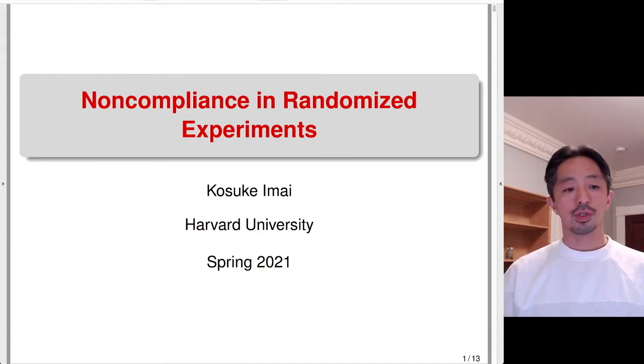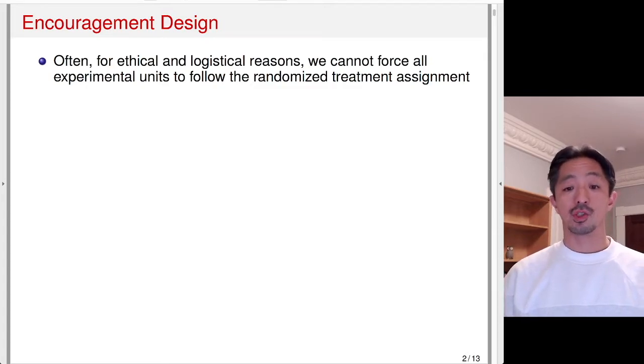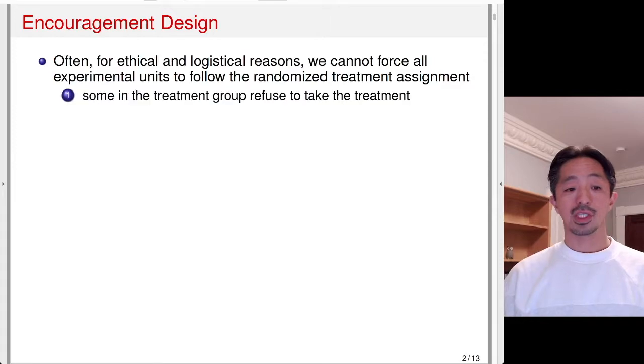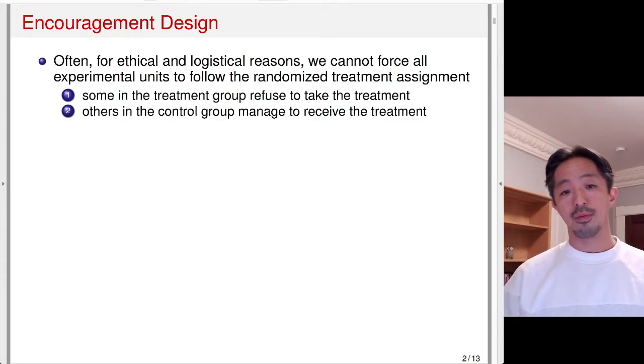In this lecture, we'll discuss non-compliance in randomized experiments. Often, for ethical and logistical reasons, we can't force all the experimental units to follow the randomized treatment assignment. For example, someone in the treatment group may refuse to take the treatment, while others in the control group may manage to receive the treatment. And so we can't force people to follow the treatment assignment randomized by the researcher.